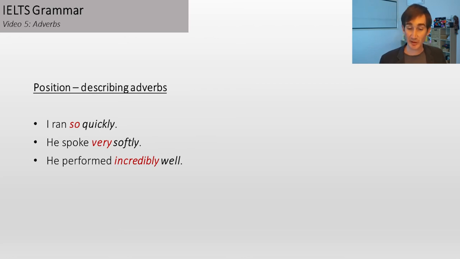Now, adverbs also, as I said earlier, describe other adverbs. For example, here, I ran so quickly. Quickly is describing ran, but so is describing quickly. So both so and quickly are adverbs. He spoke very softly, softly describing the way he spoke, very describing how softly. The same thing in the next one. He performed incredibly well, same structure.